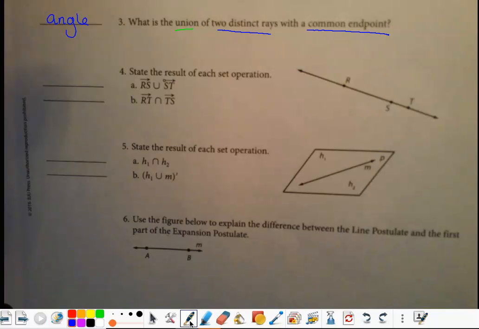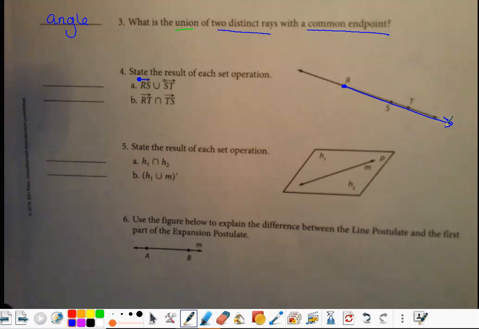Is R included or is it excluded? It's included because it starts at R. We don't draw the circle at the endpoint, but it is there when it just has that line. So it is included. So RS would be R and the ray goes this way, the whole thing.